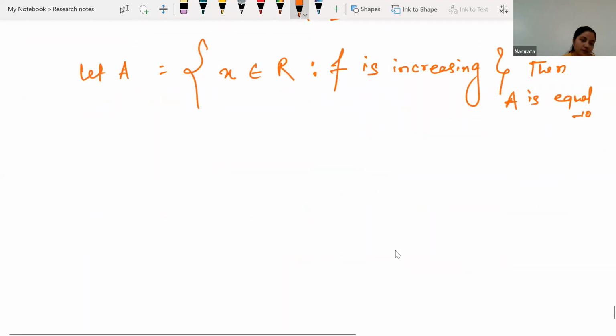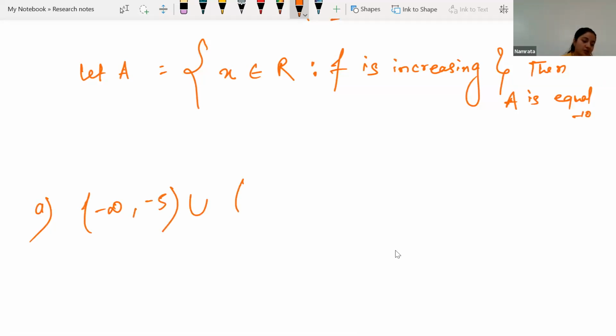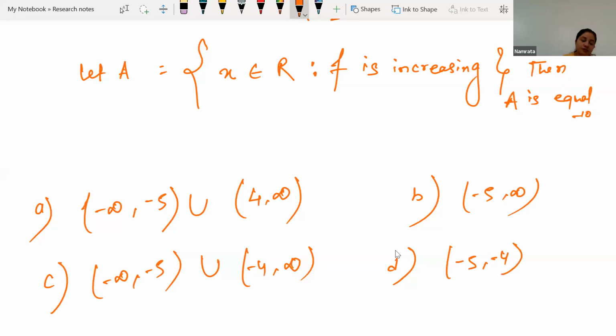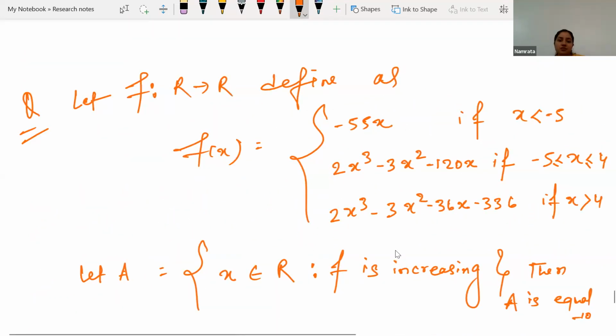options are: Option A, -infinity to -5 union 4 to infinity. Option B, -5 to infinity. Option C, -infinity to -5 union -4 to infinity. Option D, -5 to -4 union 4 to infinity. These are the options we are having, and this is the piecewise function we are having.